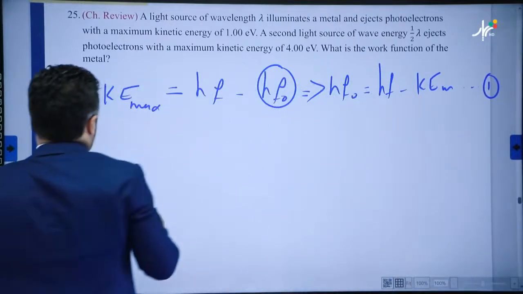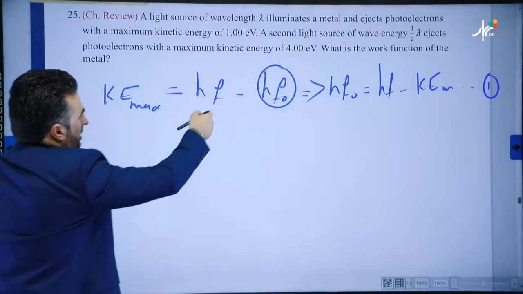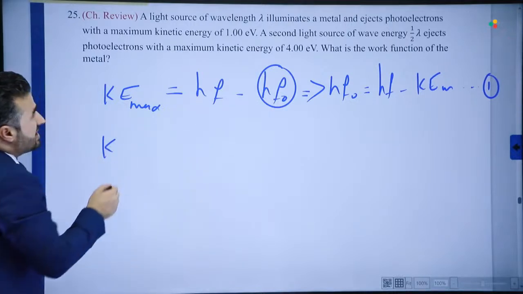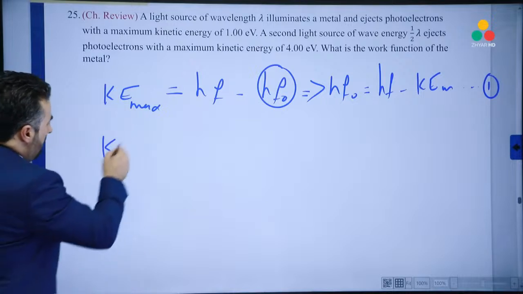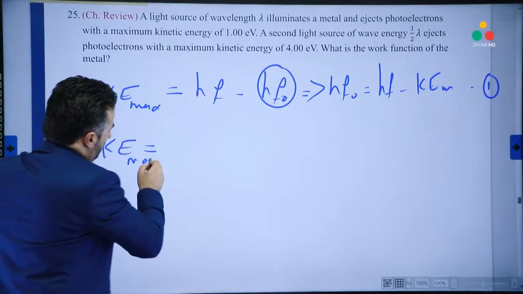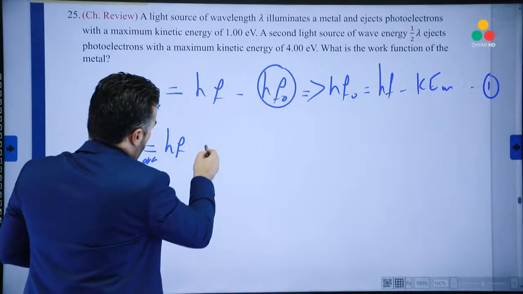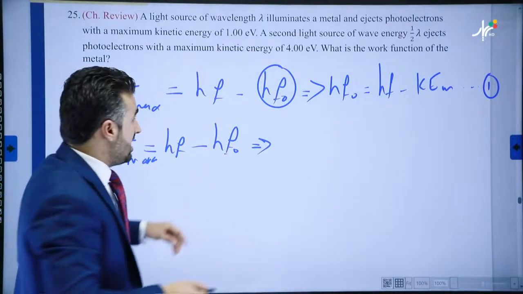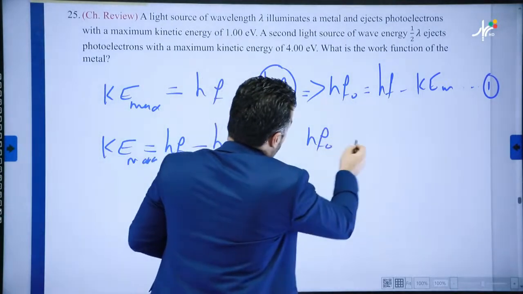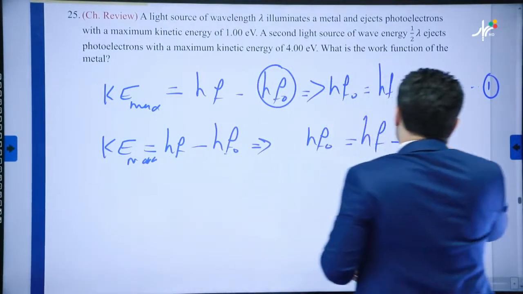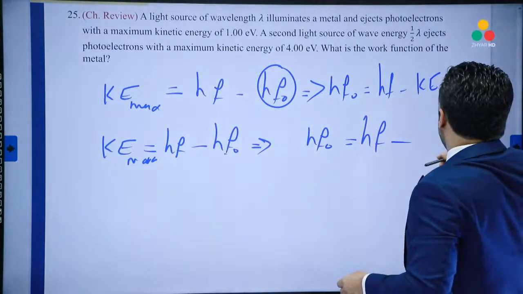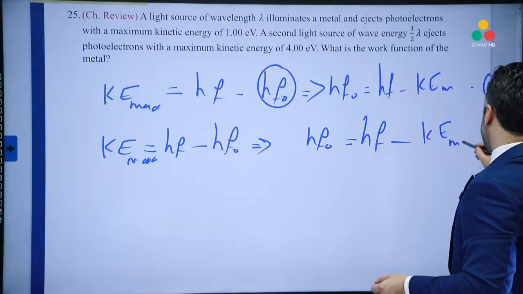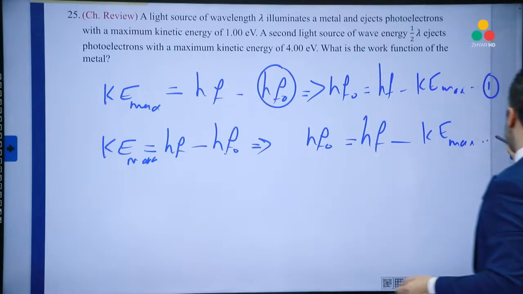And then for the second one here, you can call it the first or the second, it doesn't matter. For the second light wave here, maximum kinetic energy is equal to, once again, the energy of the incident photon minus the work function here. Once again, since it is the same metal, they have the same work function. If you want to find the work function, it is equal to the energy of the incident photon for the second one, minus the maximum kinetic energy for the second one here. So this is the second equation.